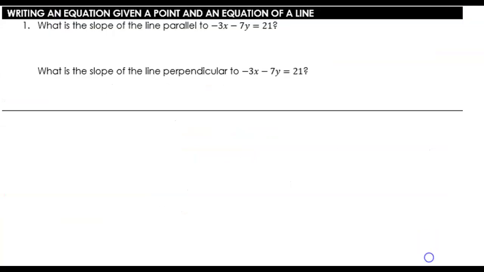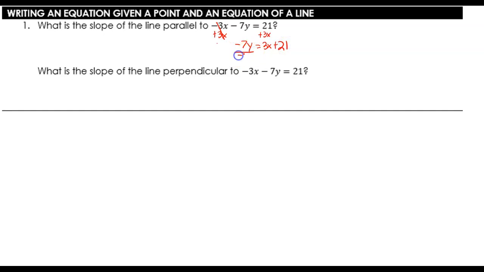Okay, so how are we going to use this? We are asked to find the slope of the line parallel to negative 3x minus 7y equals 21. I'm going to start by adding 3x to both sides. I'm doing this because I can't tell what the slope is just by looking at this equation, so I'm going to put it in slope-intercept form so that I can easily identify what my slope is. So I'm going to add 3x to both sides. That gives me negative 7y equals 3x plus 21.